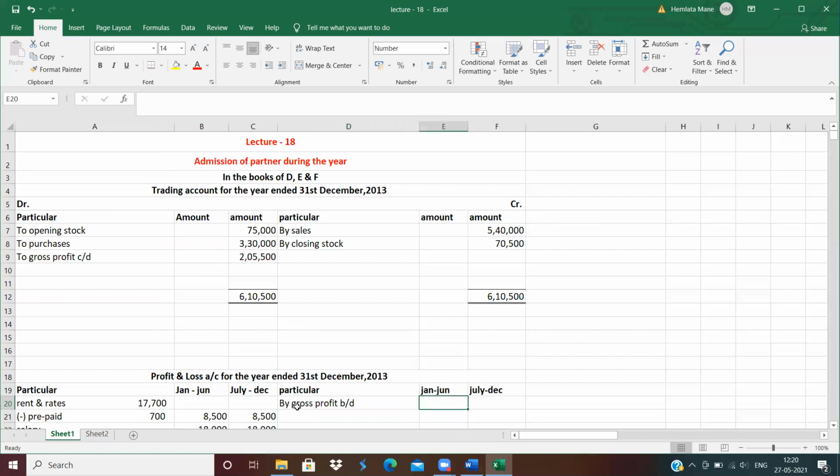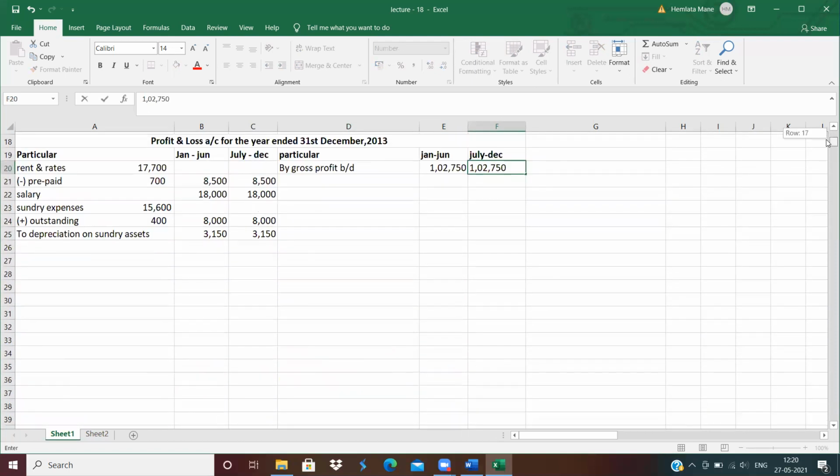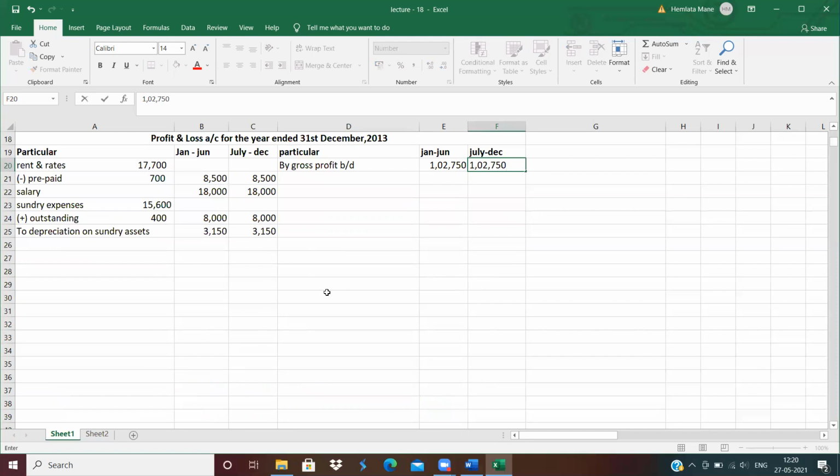Now distribute this amount equally, which means 1,02,750. Now close the P&L account.